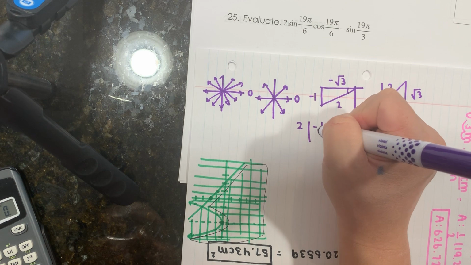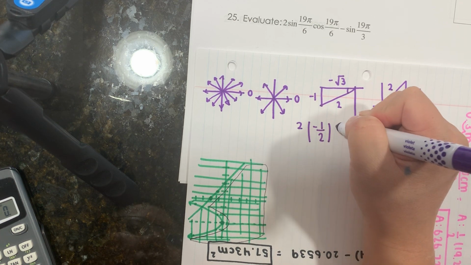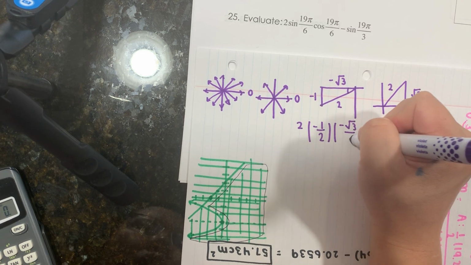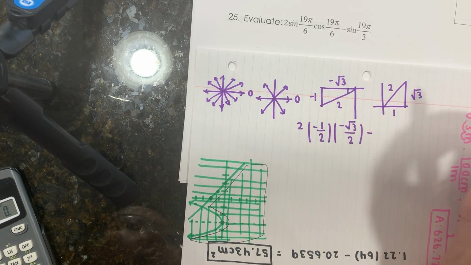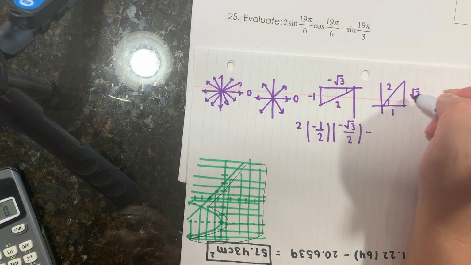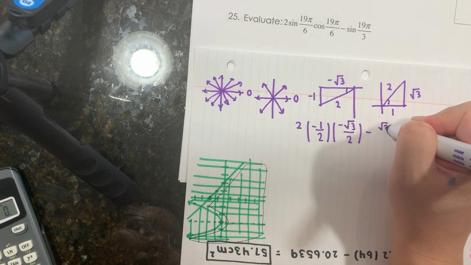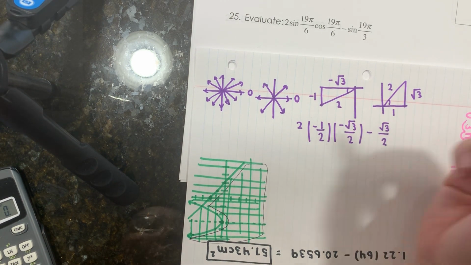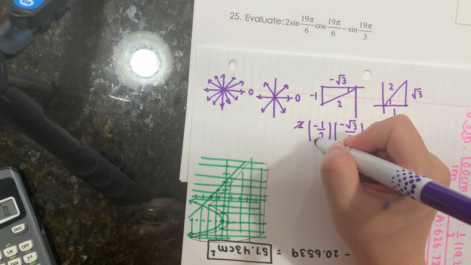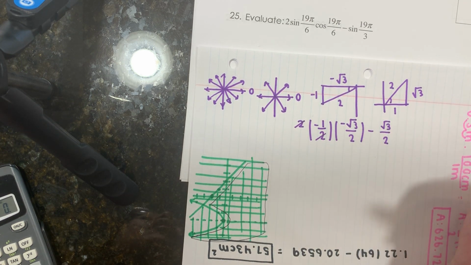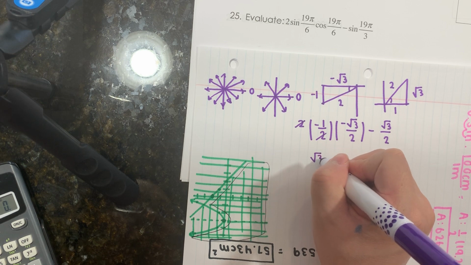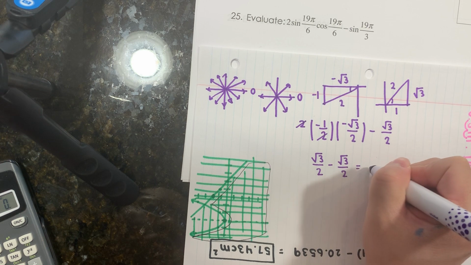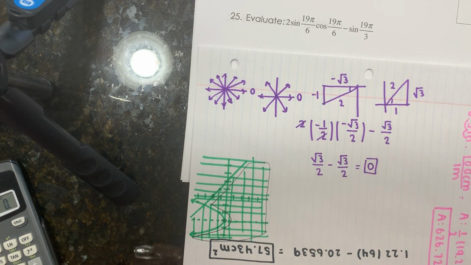So that would be negative 1 over 2. Then cosine, adjacent over hypotenuse, would be negative root 3 over 2. Then minus the sine of this triangle, which is opposite over hypotenuse. Now the 2 and the 1/2 would actually cancel. So I have negative times a negative, which is a positive. So that would be positive root 3 over 2 minus root 3 over 2, meaning your result would be 0.